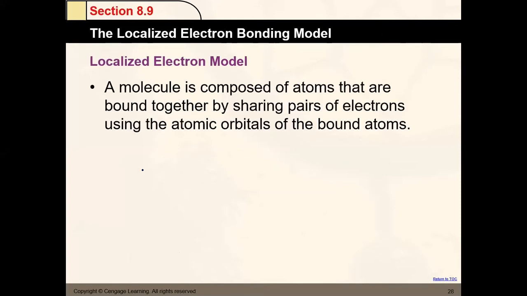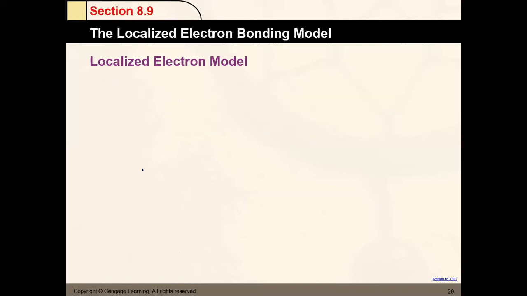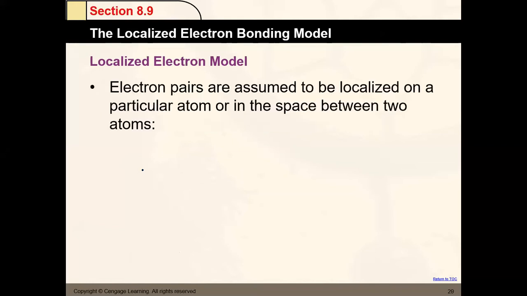Localized electron model. A molecule is composed of atoms. Now we will start putting atoms together. They use the orbitals. Electron pairs are assumed to be localized on a particular atom or in the space between the two atoms. That's what we do when we form a bond, like in my example, where I was drawing the C-H bonds, the C-N, and the C-C. Those are the spaces between the atoms.